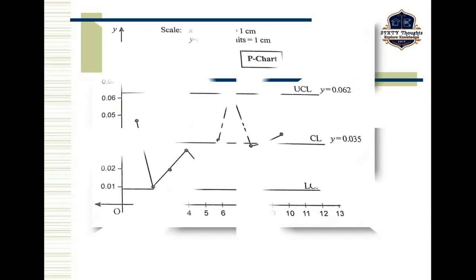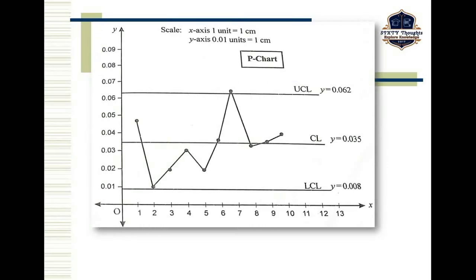Right. So first we consider the x-axis and y-axis. On the x-axis we consider 10 sample values, 1, 2, 3 like that. On the y-axis we consider 1 centimeter equal to 0.01 unit. So first we draw the central line. What is the central line value? 0.035. It lies between 0.03 and 0.04. Second, we draw the upper control limit value. We know the upper control limit value is 0.062. It lies between 0.06 and 0.07. Next we draw the lower control limit value, that is 0.008. It lies between 0 and 0.01. Okay, this is the lower control limit line.